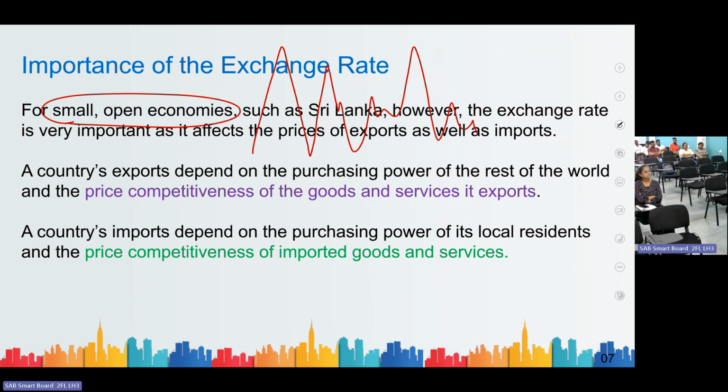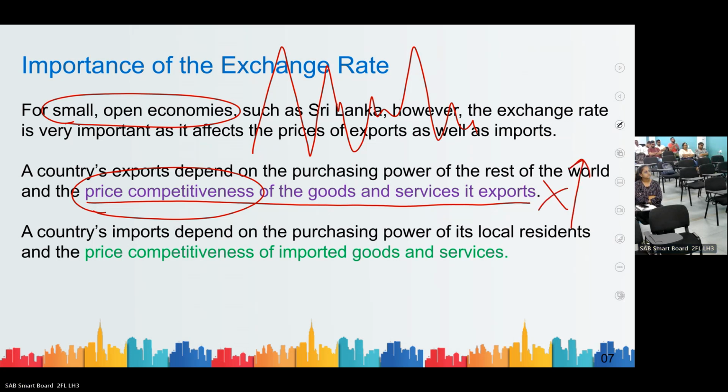A country's exports depend on the purchasing power of the rest of the world and the price competitiveness of the goods and services it exports. So when the price of goods and services exported by Sri Lanka is low compared to goods and services produced in other countries, our products become price competitive. Then our exports will increase.